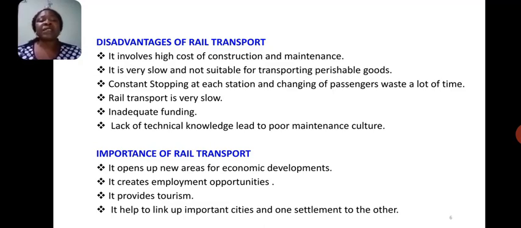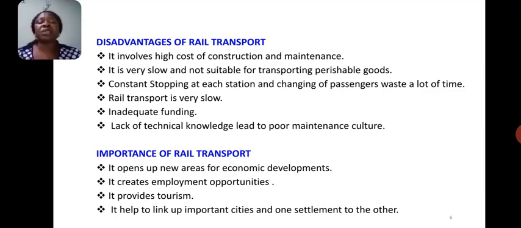Here are the disadvantages of rail transport. One, it involves high cost of construction and maintenance. It is very slow and not suitable for transporting perishable goods like tomato, grain, etc. Constant stopping at each station and changing of passenger wastes a lot of time. Inadequate funding. Lack of technical knowledge leads to poor maintenance culture.